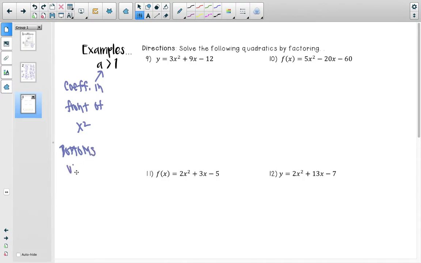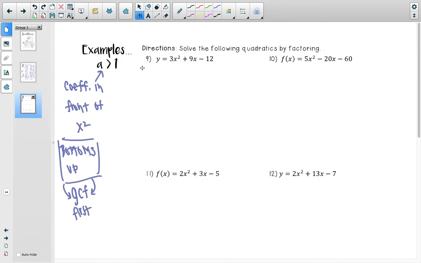bottoms up method. Wow, this handwriting is getting real bad. Sorry, people. All right, so because we have to do the bottoms up method, you got to go about it differently. But you have to remember, first and foremost, always do the greatest common factor. You have to do the greatest common factor first if it's there.